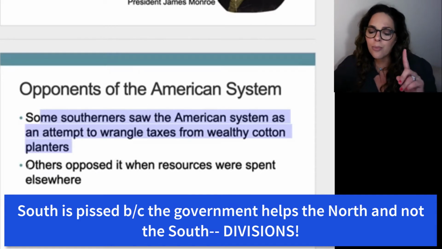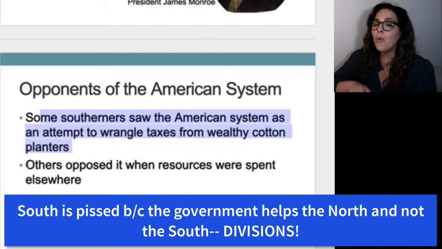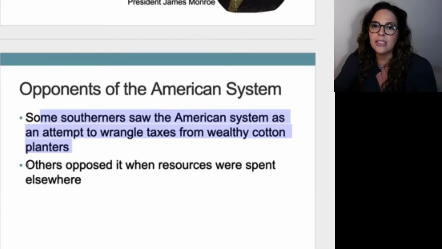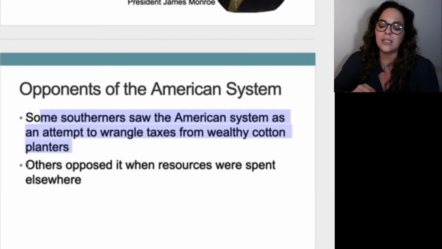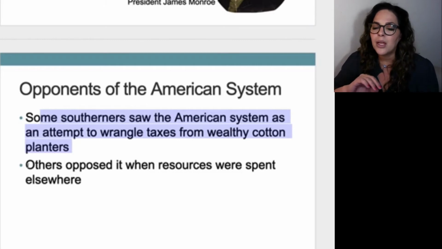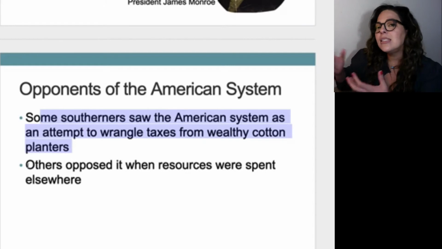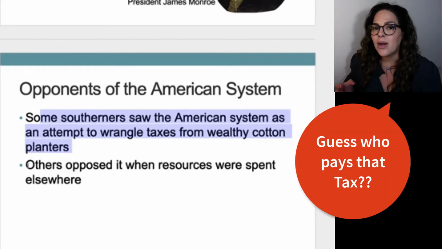The other problem that Southerners have with the American system is, okay, where is all this money going to come from for these internal improvements, right? The roads, the canals, turnpikes, railroads, all of that. Well, the money's going to come from the import taxes, right? Those tariffs, that 25% tariff. But where are these improvements taking place? They're not happening in the South. They're happening in the North.